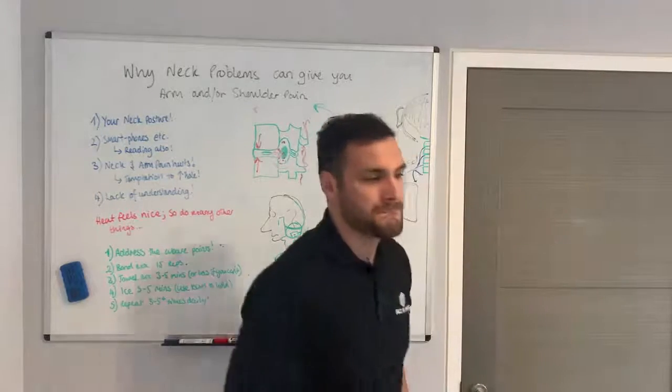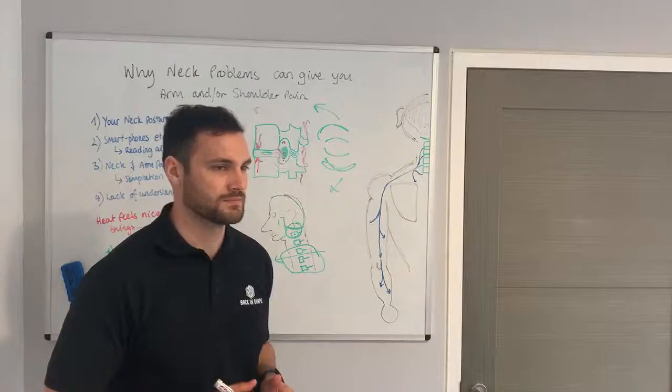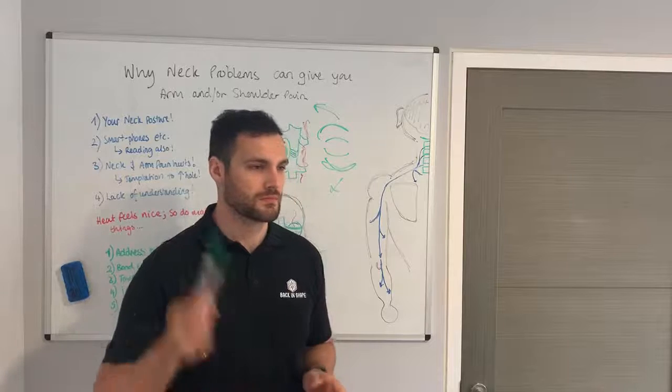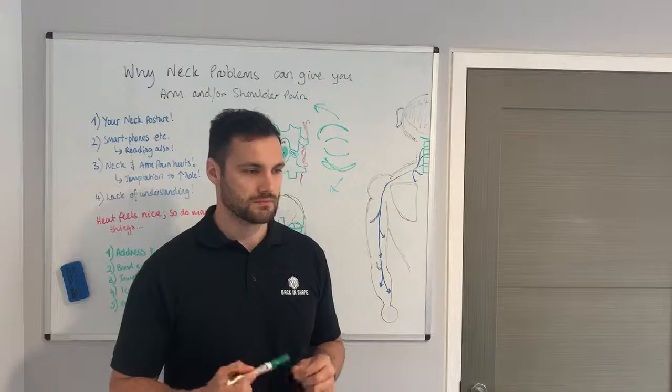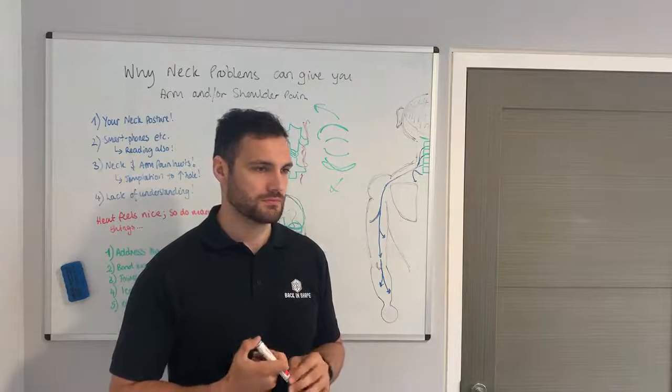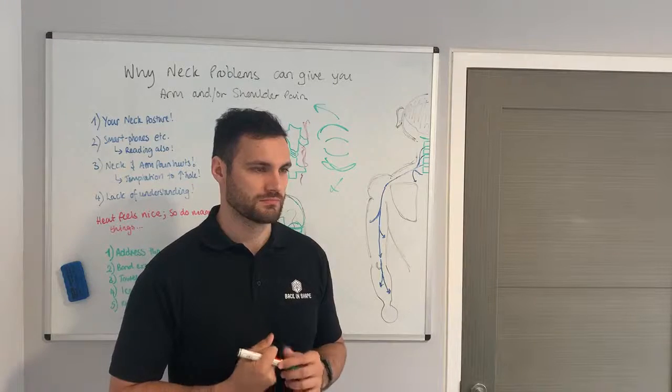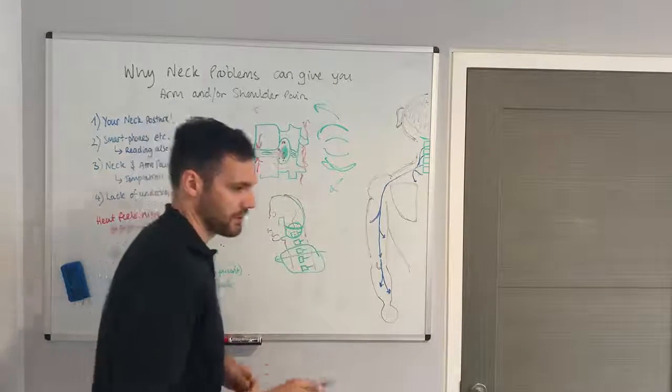Cheryl has asked a great question here. She said, the very top of my neck grinds and crunches when I move my neck all the time. I also have stenosis C6, C7. Yeah, so that's going to be down the bottom part of the neck here.